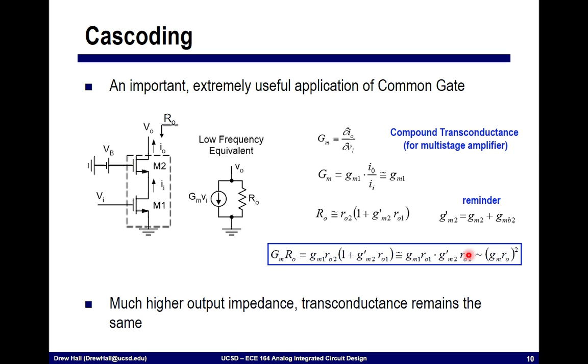What we'll see is that by combining these two structures together, we're able to get GM times R naught squared. So we can increase the gain of this amplifier by having this common gate stage that effectively increases the output impedance. The transconductance did not change, it stayed the same, but we effectively increased the output impedance due to this cascoded device M2, this common gate device, and this larger output impedance created a higher gain for this particular stage.